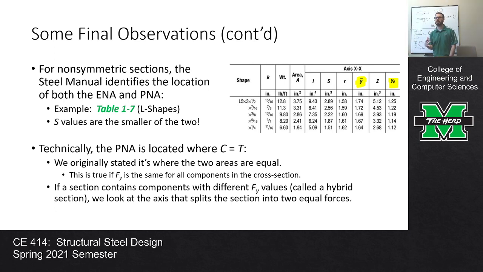The only other thing I think is worth mentioning is that we don't really care about ZX if the section is not made of the same material. ZX is really only a useful term if you're dealing with a shape that's all one material, like it's all Fy equals 50 ksi. Sometimes in bridges we use sections that have varying yield stress, like we might use a different yield stress for the tension flange. We call that a hybrid section. But we're not going to do that much in building design, so you don't really need to worry about that in here.